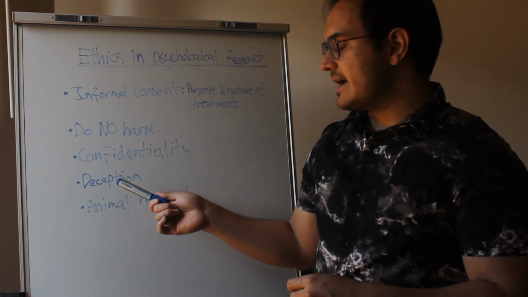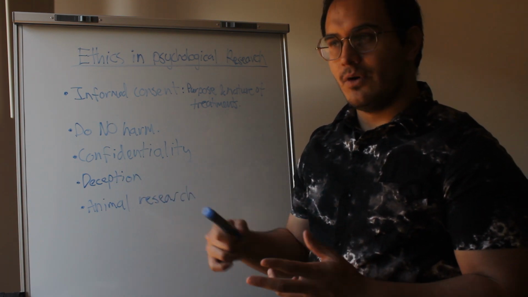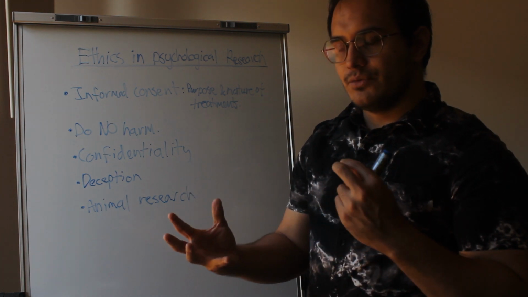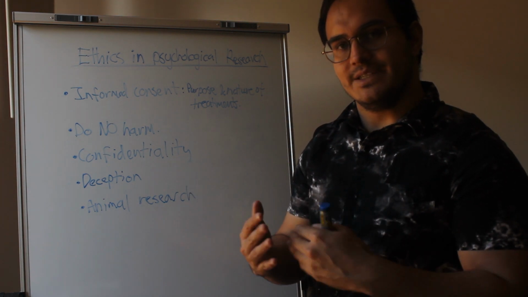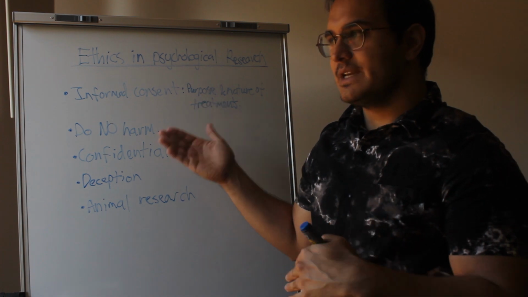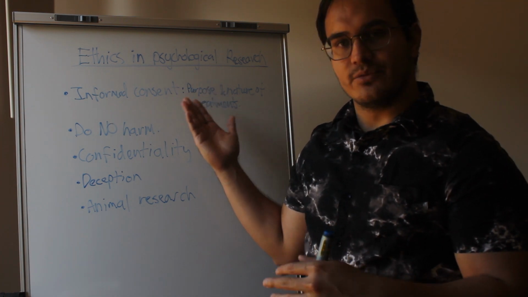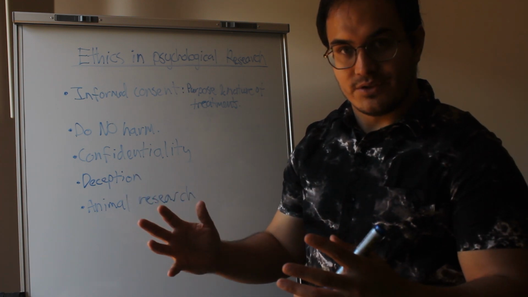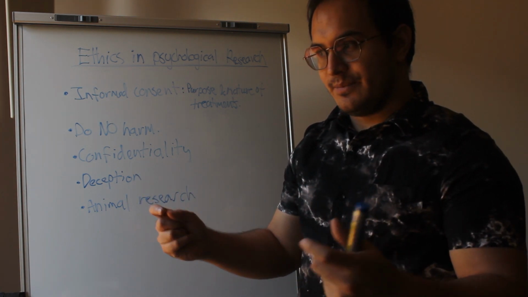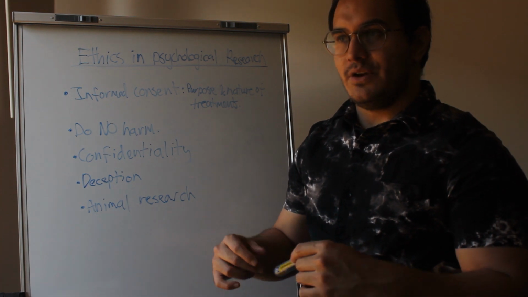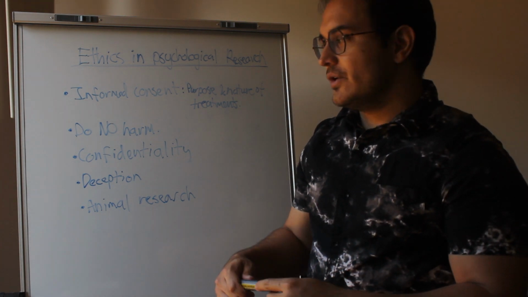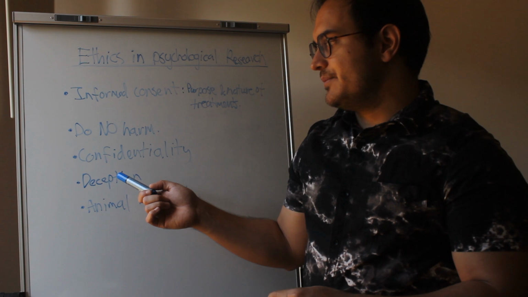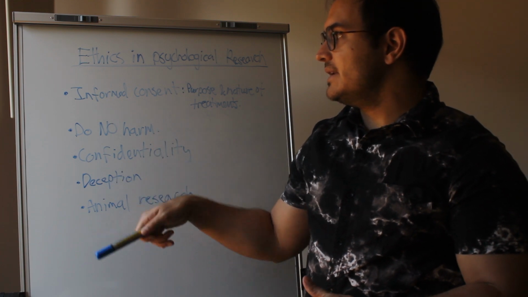Now, sometimes there's deception involved. So to research a particular thing, you'll need to use deception. So you don't want to give away the aims of the research, because then that will kind of influence the actual research you're doing and so how the participant behaves. So you use deception.